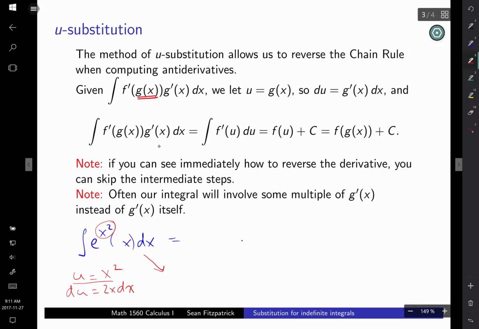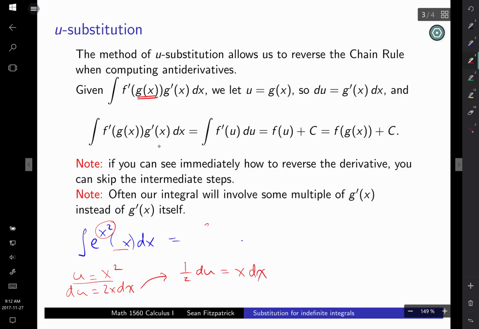But what you can do is say, all right, I need to let u equal x squared, because I see that the x squared is trapped inside the exponential function. I only have an x sitting out here, but that's okay. If du is 2 times x times dx, I can just multiply both sides of this equation by 1/2. 1/2 du equals x times dx.